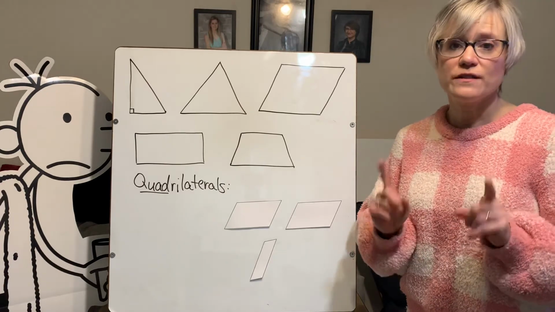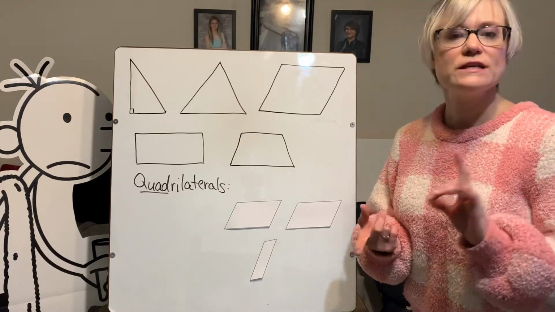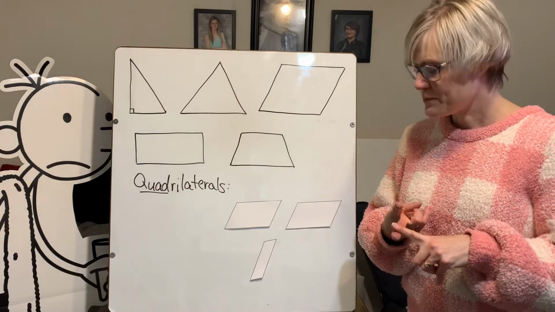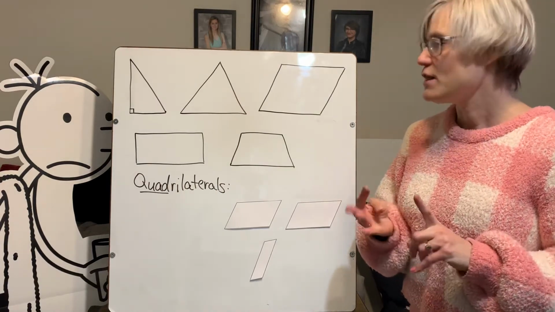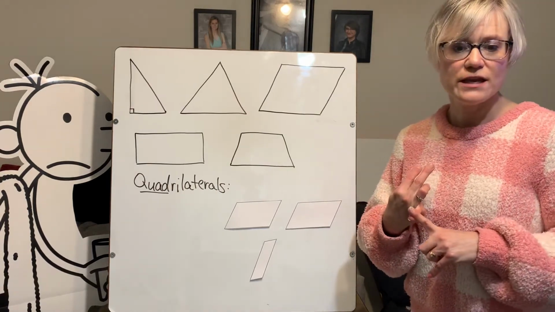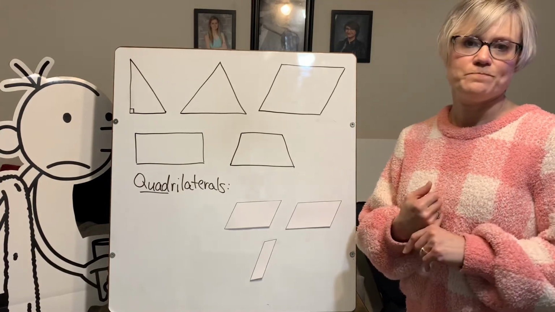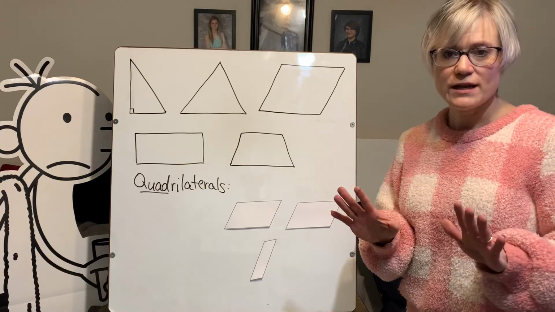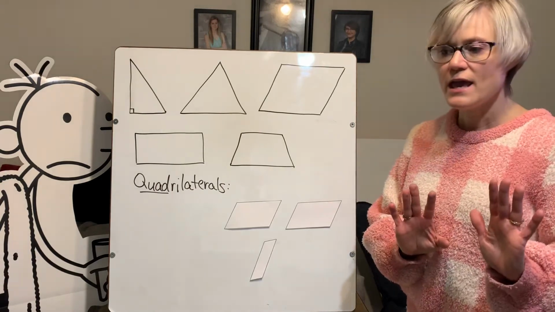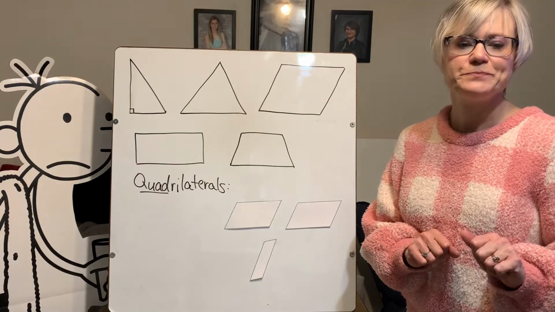But before we get started, there are a few things you're going to need. You're going to need scissors, tape, a ruler, the shape sheet that I gave you that you were to print off, and a pencil. So if you don't have those things ready yet, go ahead and pause the video and come back when you do.